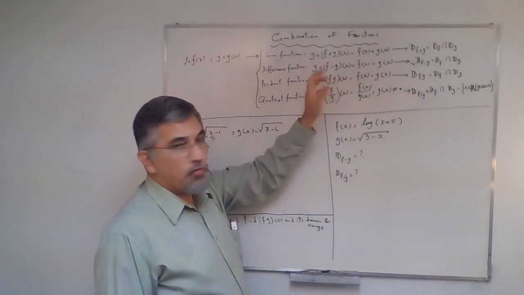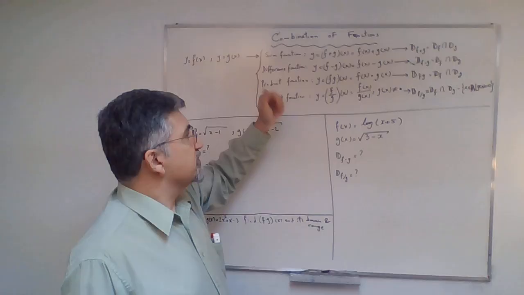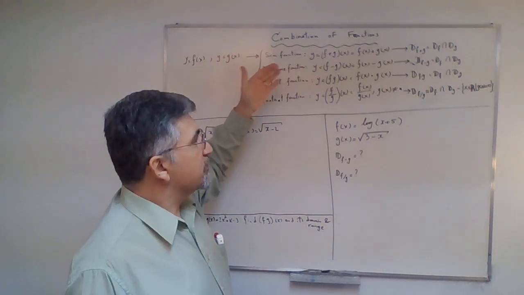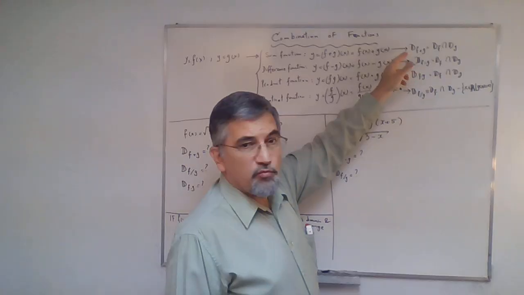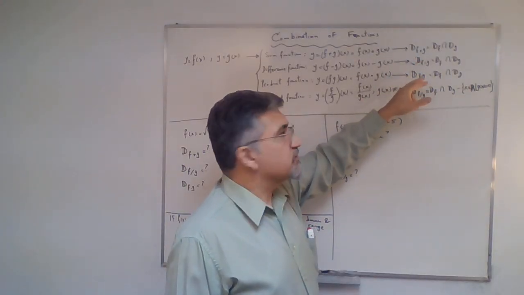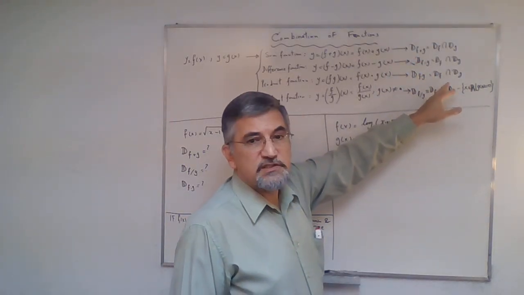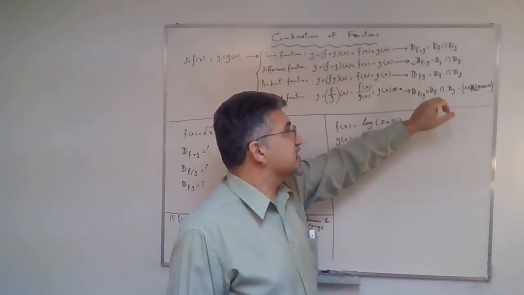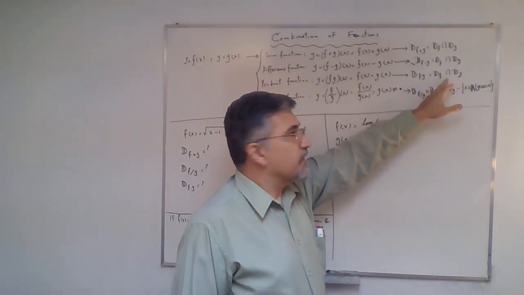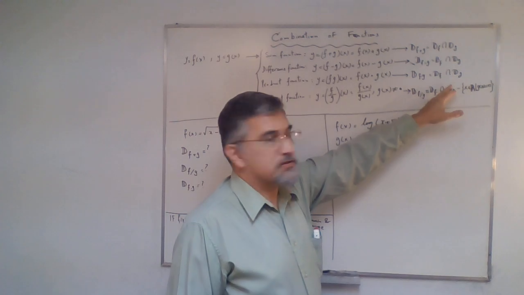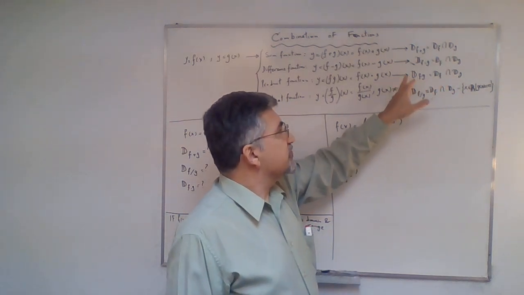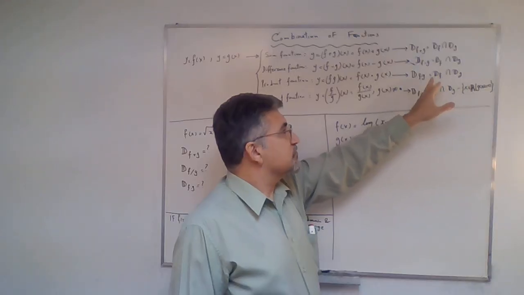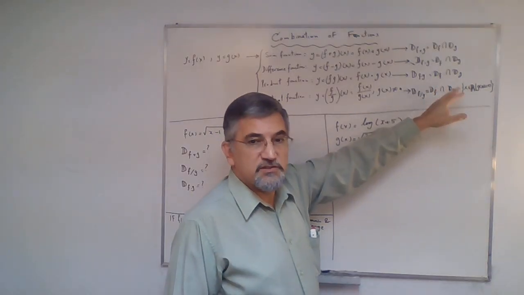Now, about the domain of these combined functions, domain of sum function, domain of difference and product function, what we can say is that the domain of the sum, difference, and product functions is actually the intersection of the two domains of the two functions, g of x and f of x. So this symbol here, it stands for intersection. So it says that the domain of product function, for example, is the intersection of the two domains of f of x and g of x.